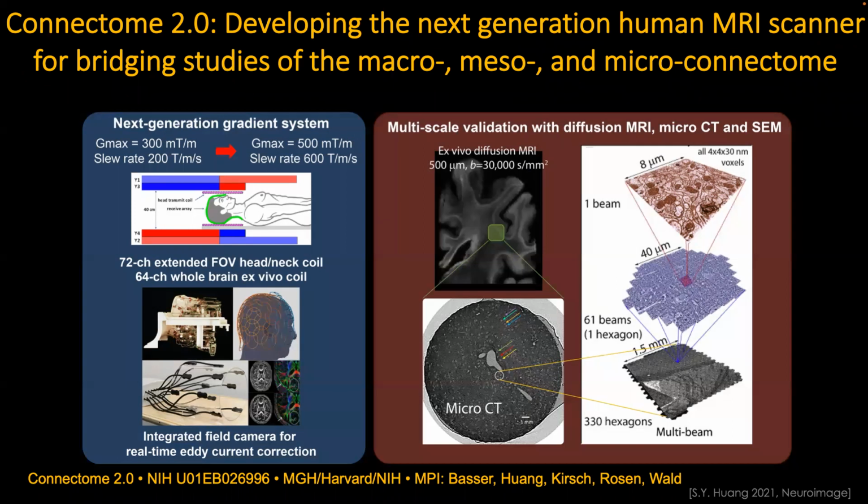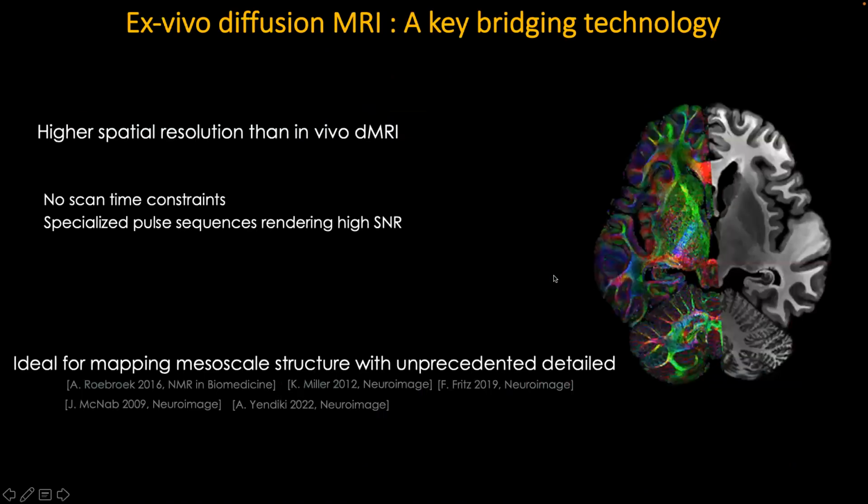On top of developing the next generation of gradient system, we are interested in doing the multi-scale validation with diffusion MRI, micro-CT, and electron microscopy. And in this validation, ex vivo diffusion MRI plays a very important role because it's ideal for mapping the mesoscale structure of the human brain with unprecedented detail.